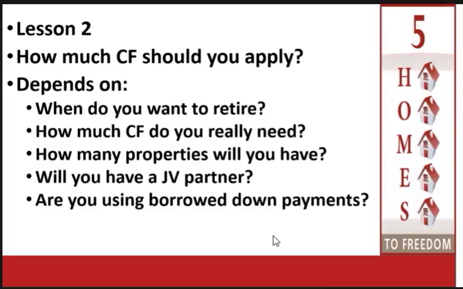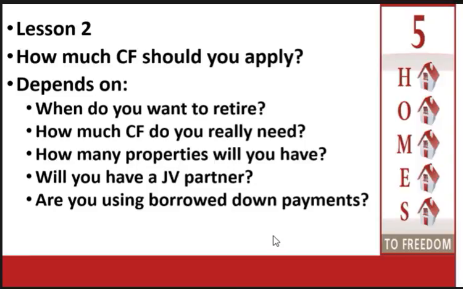Are there joint venture partners involved in the transaction? If there are, you're going to have to negotiate with your joint venture partners to see if they would consider allowing you to take a portion of that payment up front. And it's also going to affect the length of the pay down time for you as well.